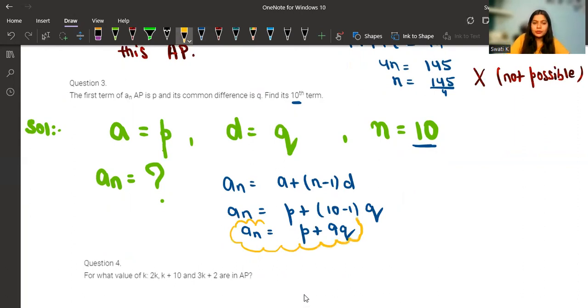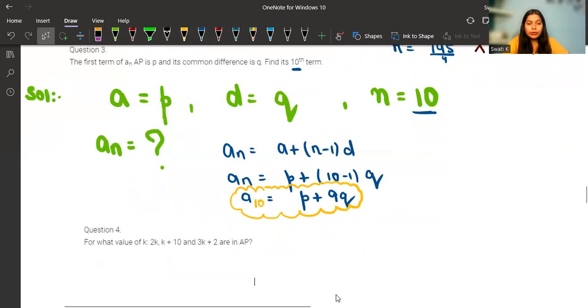So what did we have to find? We had to find the 10th term. Because we have to find the 10th term, that means n is 10. So if you want, you can just replace this n with 10, because we already know the value of n is 10. A10 equals P plus 9Q. All right. Now let's move to the next one.